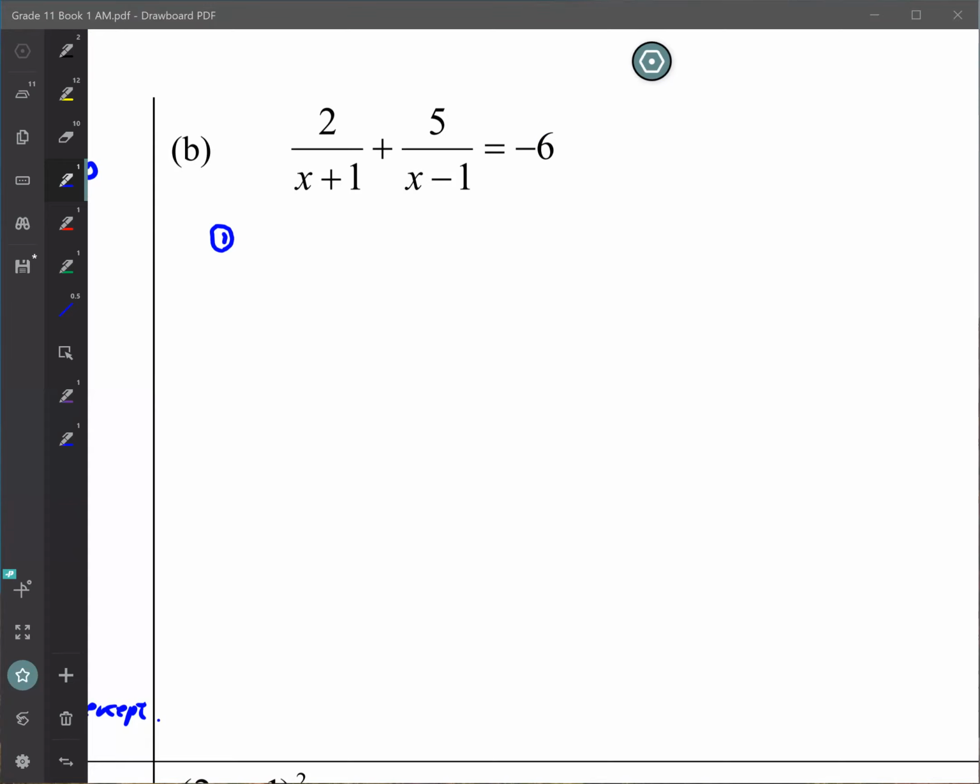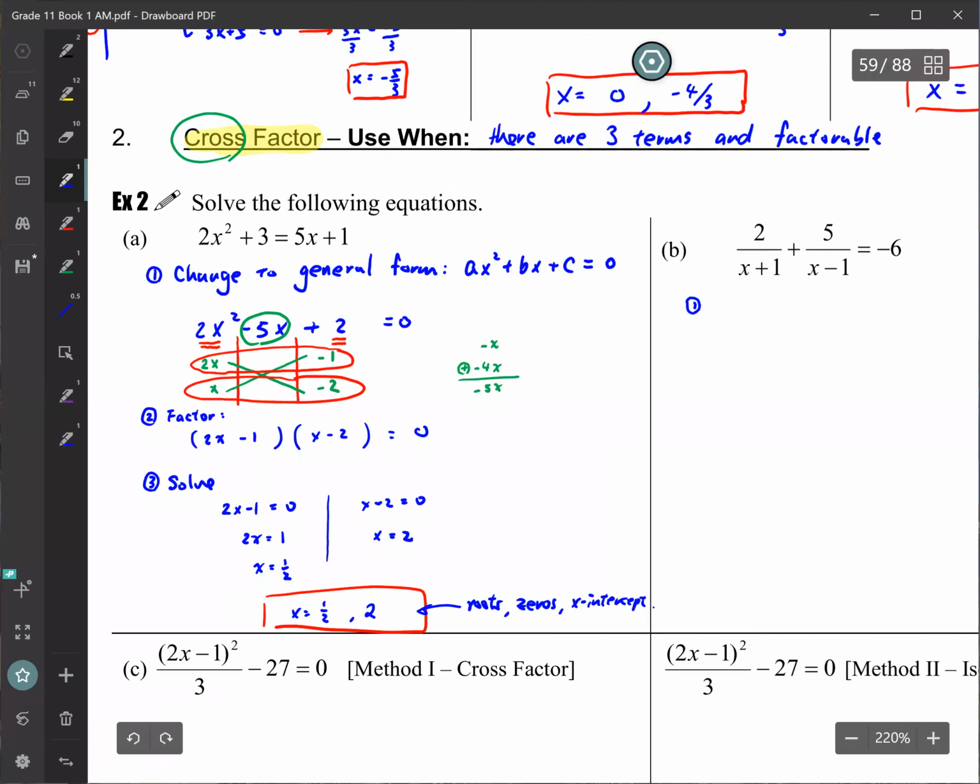Anyone wants to try? Tell us what to do. Yosher, what do you think? How can we make this one become a general form? I'm not sure. Okay. How about you tell us, how is this one different from general form? Which part is different? It contains fractions with a variable on the bottom. Okay, very good. Thank you.